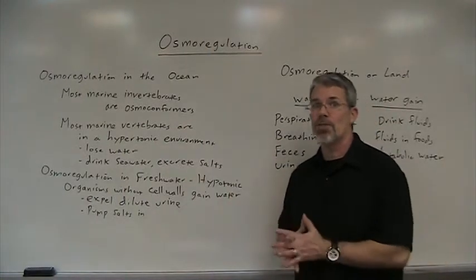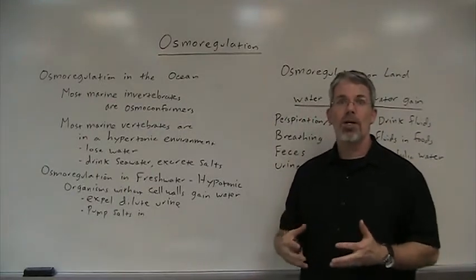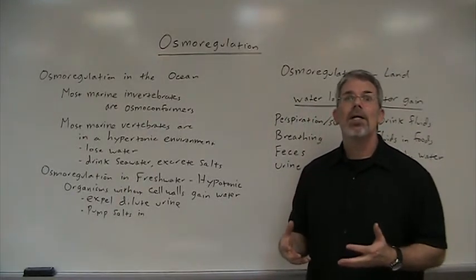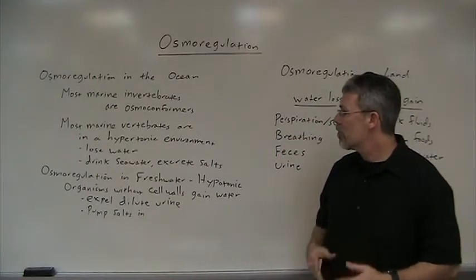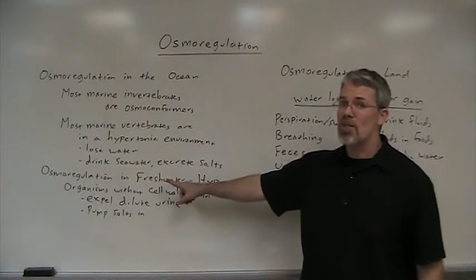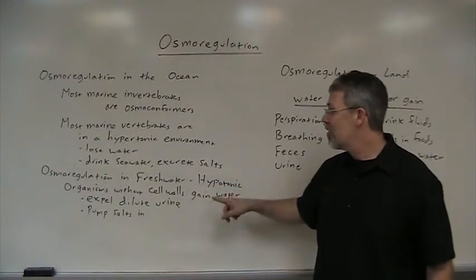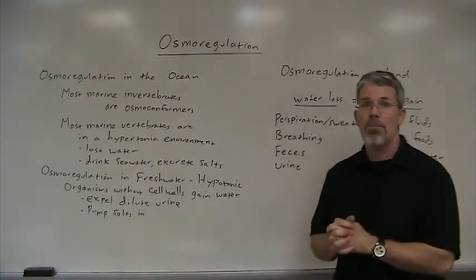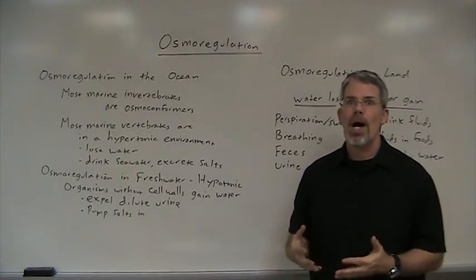Now, different animals do this in different ways. Fish can use concentrated urine. They can also use their gill epithelia, sea turtles with their tear glands, and so forth. Freshwater is the opposite situation. Pretty much everything living in a freshwater environment is living in a hypotonic environment. And pretty much any organism without a cell wall is going to gain water by osmosis.